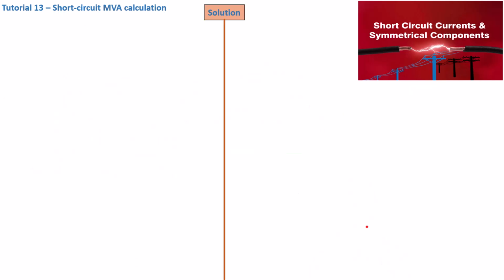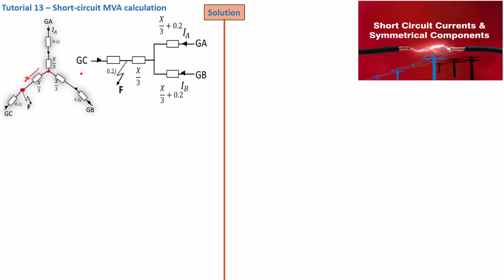So let's go ahead. From here we can clearly see that GA and GB are in parallel, leading to this point, okay? And the current being delivered by GA and GB will flow down to this point here, leading to the fault location. So we can redraw this to show GA and GB clearly in parallel, something like this. This is our fault location, this is the center point of our star, and this is GA and GB, basically in parallel.